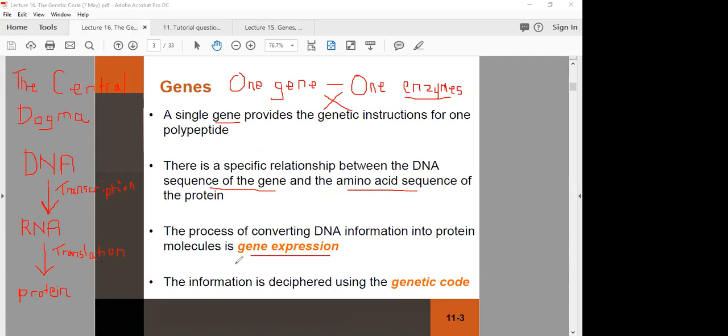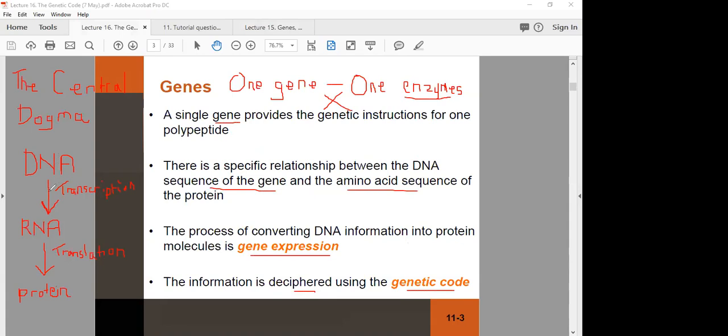The information that's found within DNA and RNA that drives the synthesis of a specific polypeptide is deciphered using what's called the genetic code. And we'll come back to that later on.